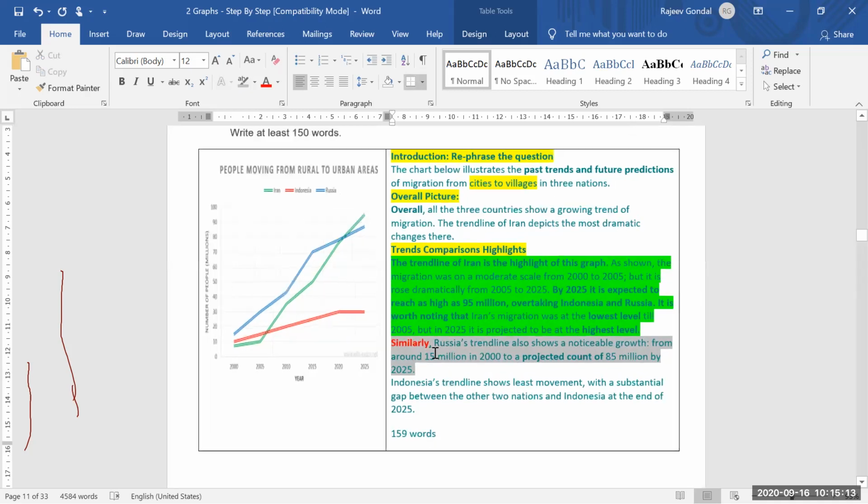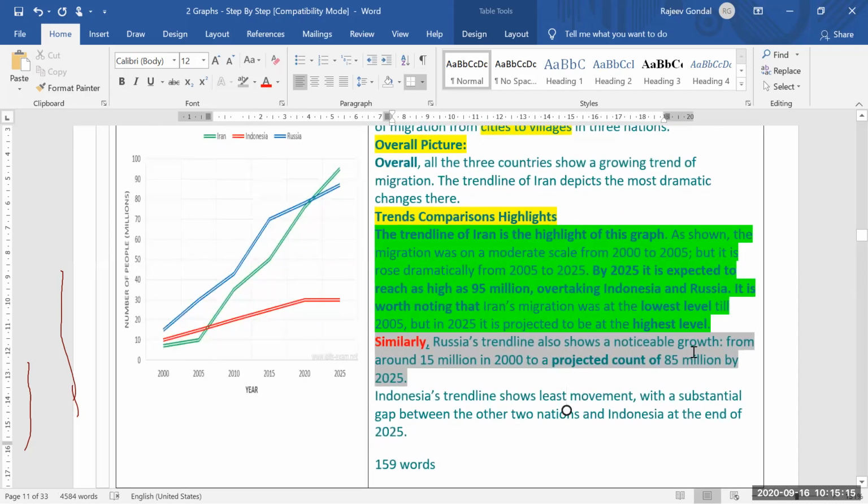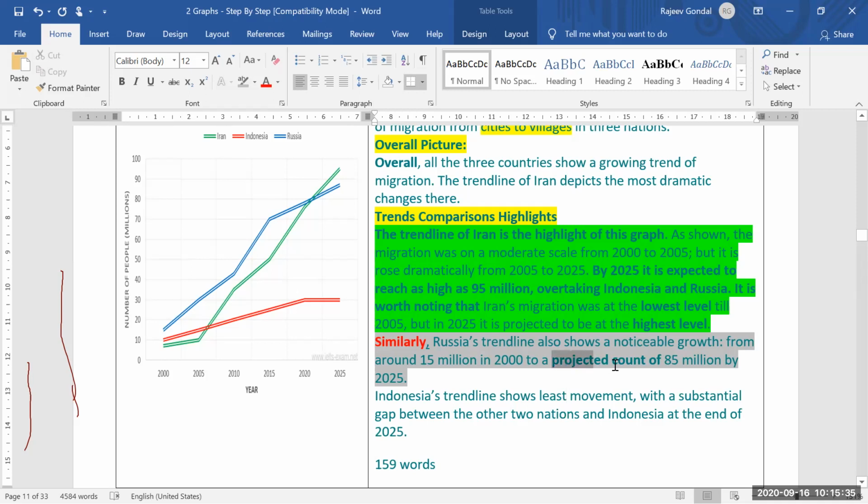So similarly, Russia's trend line also shows a noticeable growth. So this is Russia's trend line, the second one. We are saying it is also showing a noticeable growth, but we are not elaborating it too much. It's very precise. I have put a colon here, from around 15 million in 2000 to a projected count of. Now this is again a key phrase that we can consider here, because we are talking about future trends. So projected count of 85 million by 2025.